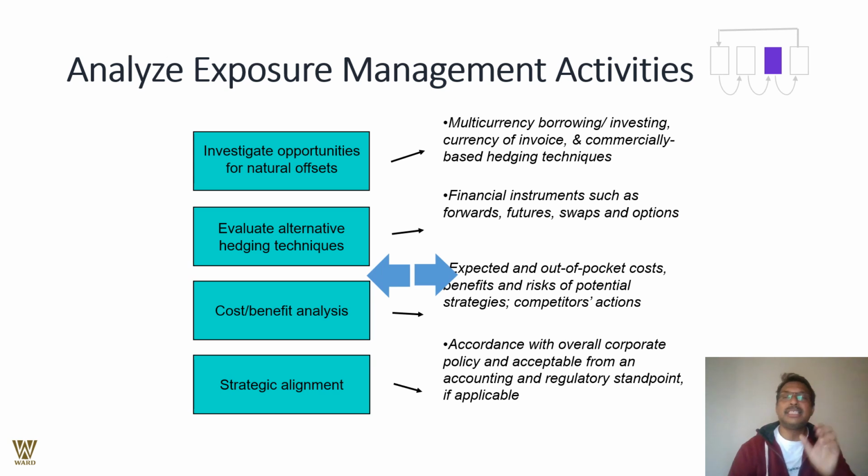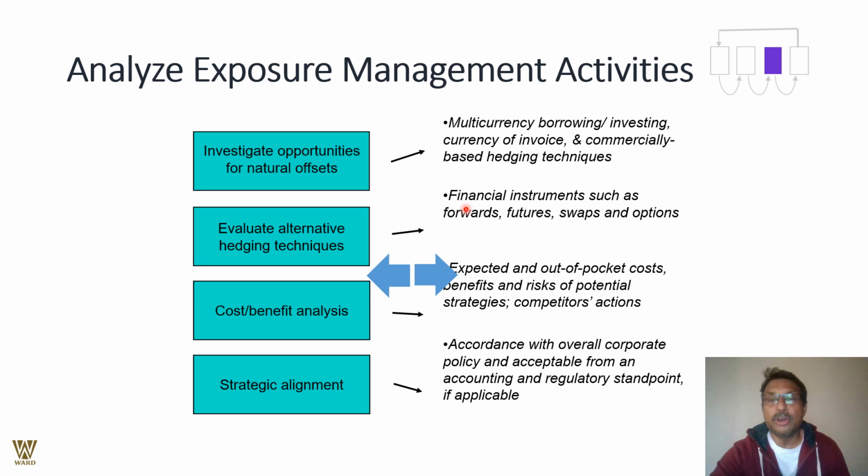So, analyzed, this is what we said: defining, measuring, and now we are talking about managing. Analyze the management activities exposures. We are talking about investigating opportunities for natural offset. I have just given you business one, two, three, and then we have investment in commodities, equity, stocks, or fixed deposits. Evaluating alternative hedging techniques. So we have investing opportunities such as multi-currency borrowing, investing, currency of invoices.